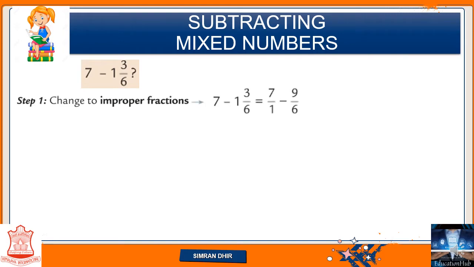So the first step is to change to improper fraction. That means mixed fraction को improper fraction में convert करेंगे. 7 minus 1 3 by 6. That means 6 into 1 is 6 plus 3 is 9. So 9 by 6 हमारा change करके आ गया. So now what we have to do, 7 upon 1 minus 9 by 6.